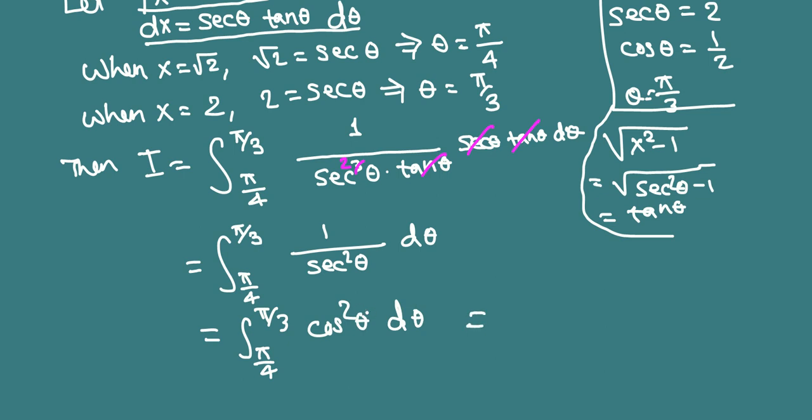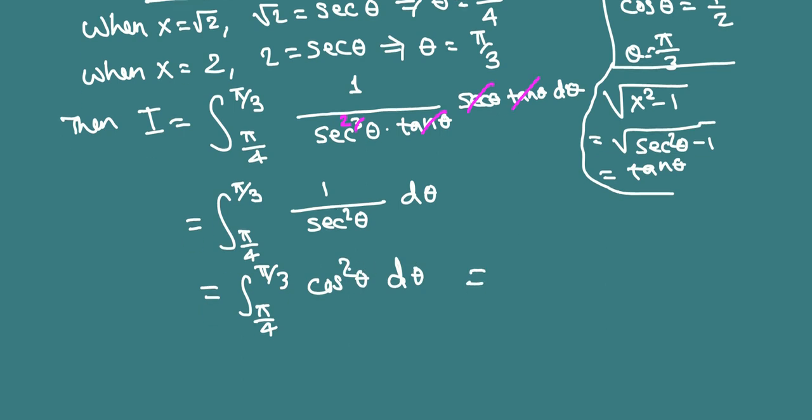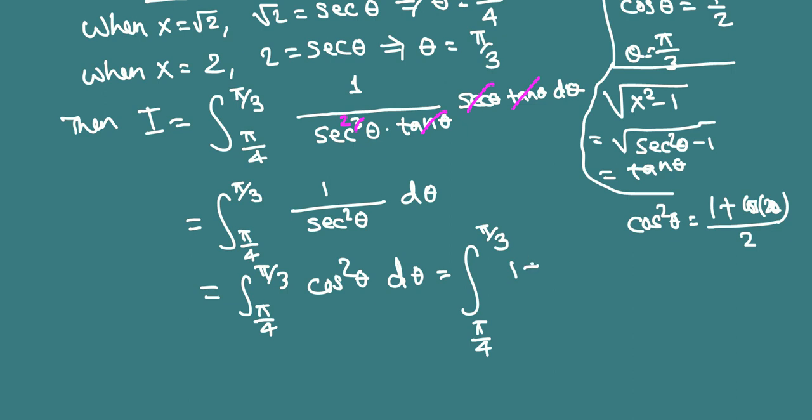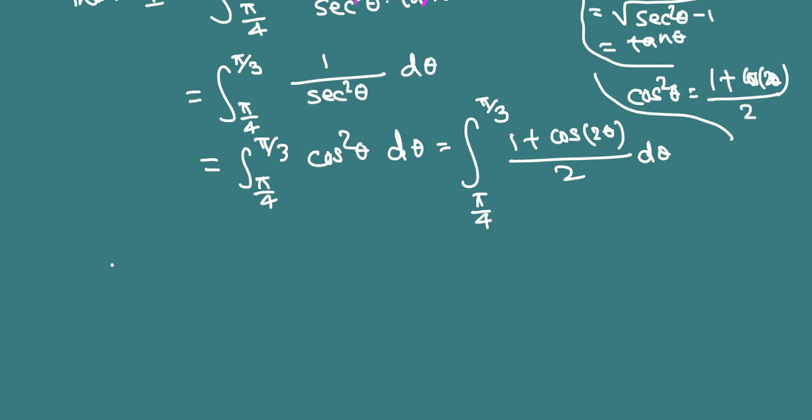There's a little bit of a problem: the square. So we need to get rid of this exponent on cosine squared. For that, we use the half angle formula. We know cosine squared is 1 plus cosine 2 theta over 2. So we are going to use that formula over here and integrate. From pi over 4 to pi over 3, cosine squared is 1 plus cosine 2 theta over 2 d theta. We can pull the 2 all the way outside, so that's 1 half outside.